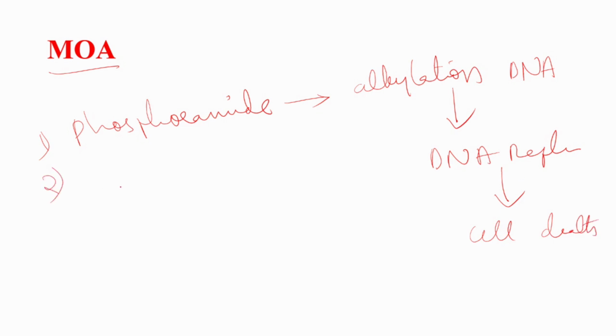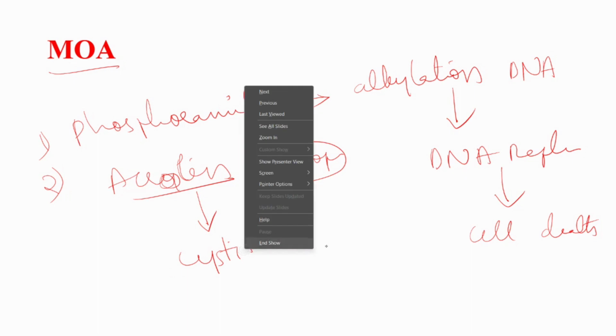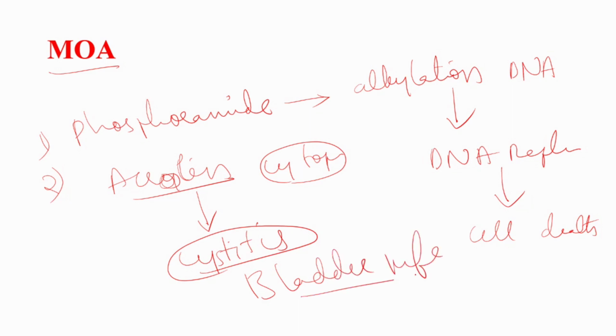And the second metabolite, acrolein. This acrolein does not have a cytotoxic property, but it causes cystitis. Cystitis, a very important part. It causes bladder inflammation, and this bladder inflammation is not normal. It causes hemorrhagic cystitis, a very important adverse effect.